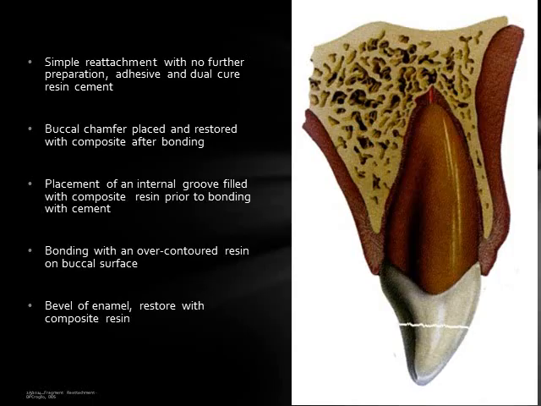The first group was simply bonded with a resin cement. The second was bonded in the same way, but with a buccal chamfer. The third group placed an internal groove internally that was filled with composite prior to bonding. The fourth group had an over-contoured resin placed on the buccal surface. And finally, the last group had an enamel bevel placed that again was restored with resin.